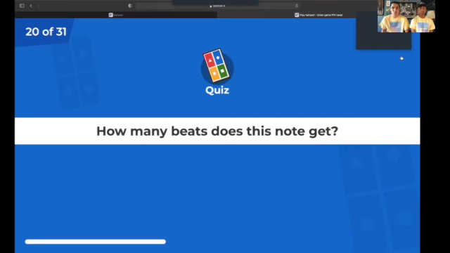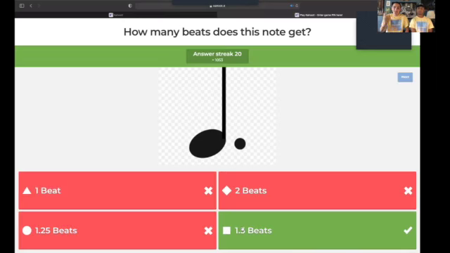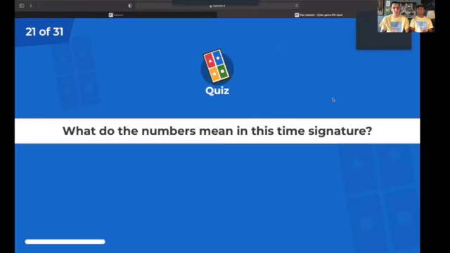All right, question 20. How many beats does this note get? This note, you can see, is a quarter note, but it has a dot, right? And the dot has a special rule to it. So our options are 1 beat, 2 beats, 1.25 beats, or 1.5 beats. And the answer is 1.5 beats. That dot takes half the value of the note that it's in front of and then adds it to it. That's 1 plus half, 1.5 beats. And that's the formula we gave to you guys in the video. So feel free to check that out.